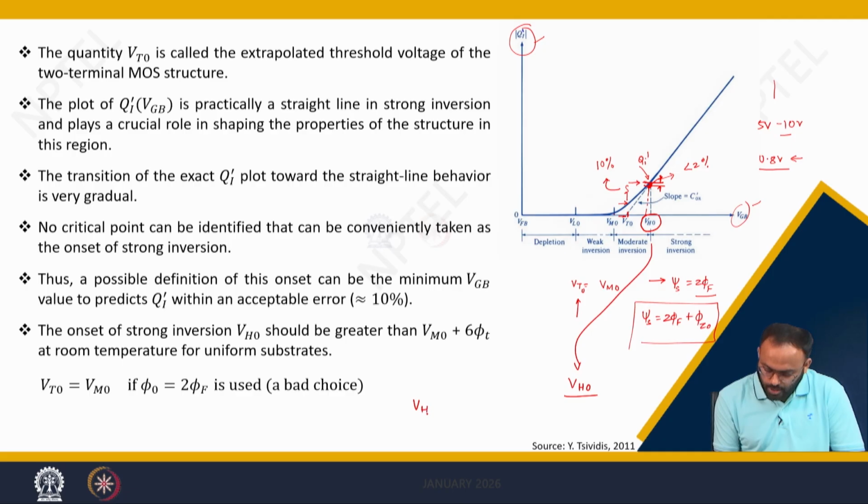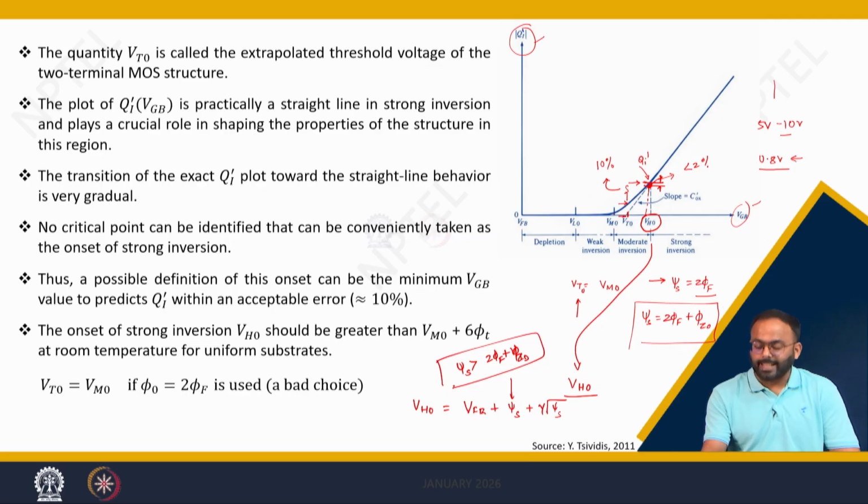So again, VH0 can be defined as the flat band voltage plus psi s plus gamma root psi s, where psi s is even greater than 2 phi f plus phi z0, because the acceptable error range or tolerance is less than 2%. So this is the approach to find the values of VL0, VM0, VT0, which is nothing but a gate voltage value which tells you in which region of operation your MOSFET is working.